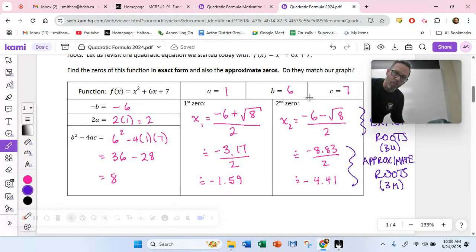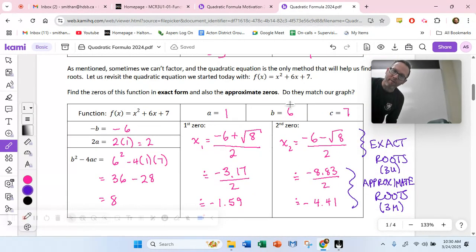And guys, this is 80% of the lesson done. We have introduced the formula, we have reviewed the formula, and now we just want to get some practice using it. So let's continue.